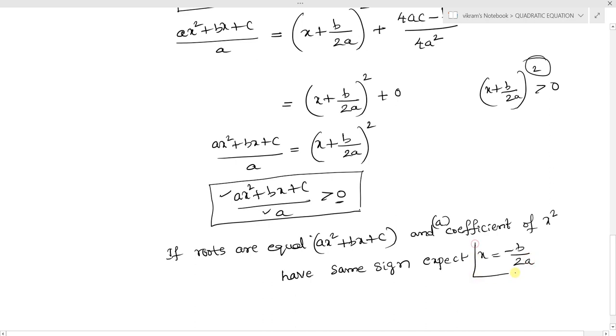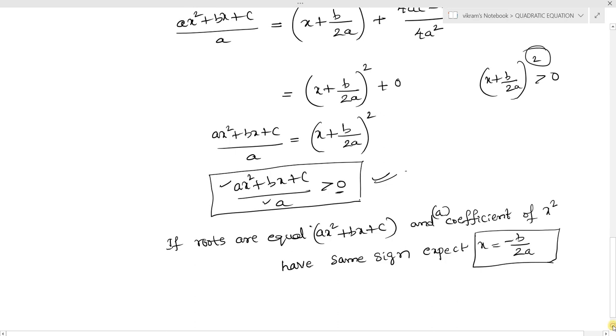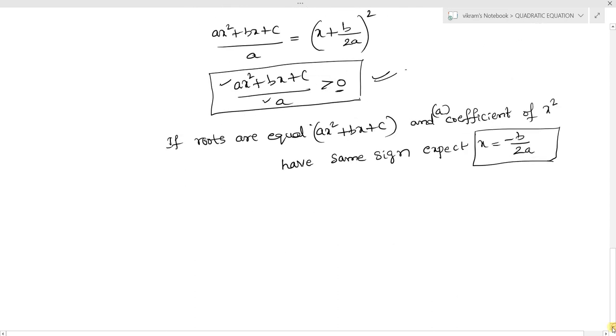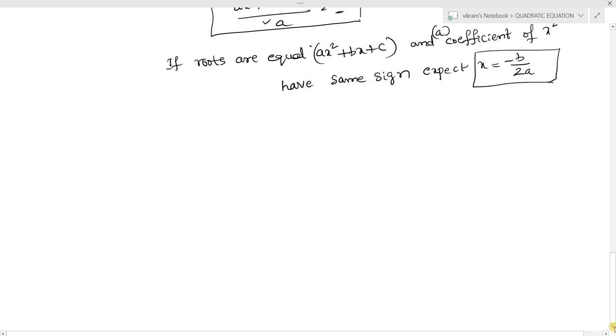What happens if x is equal to minus b by 2a? This expression will become 0. Now we have discussed the two cases. The first case: if the roots are complex, then ax square plus bx plus c and the coefficient of x square have the same sign. If the roots are equal, ax square plus bx plus c and the coefficient of x square have the same sign except at x equals minus b by 2a.